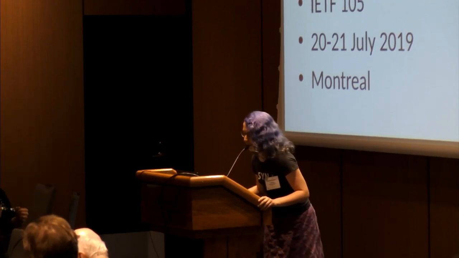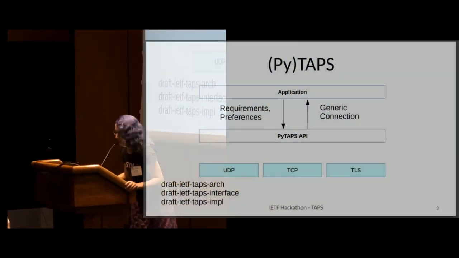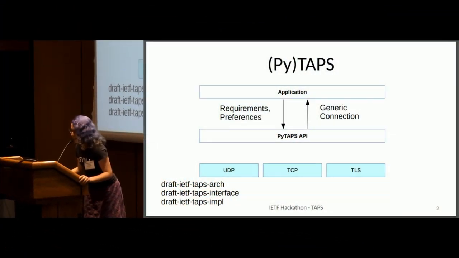Hi, I'm Teresa. I'm presenting for the TAPS table, which is for transport services. Just a quick recap of what TAPS is. We are developing an abstract API for different transport protocols, and those are just the transport protocols our current PyTAPS implementation supports. Of course, it will be nice to have QUIC in there as well. So the idea is the application specifies some abstract requirements, and then it gets a generic connection, and the application doesn't have to care whether it's a new transport protocol.